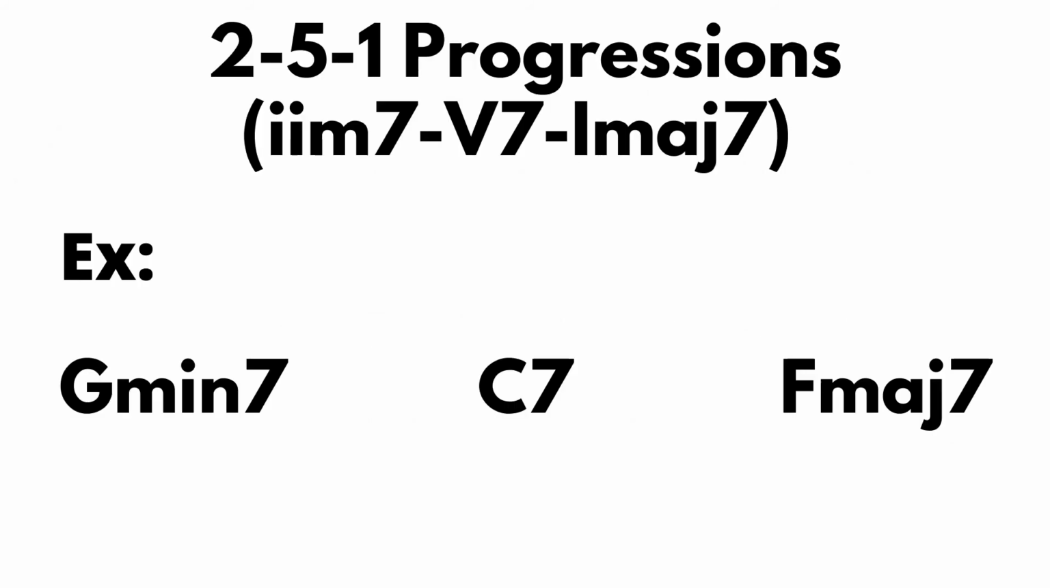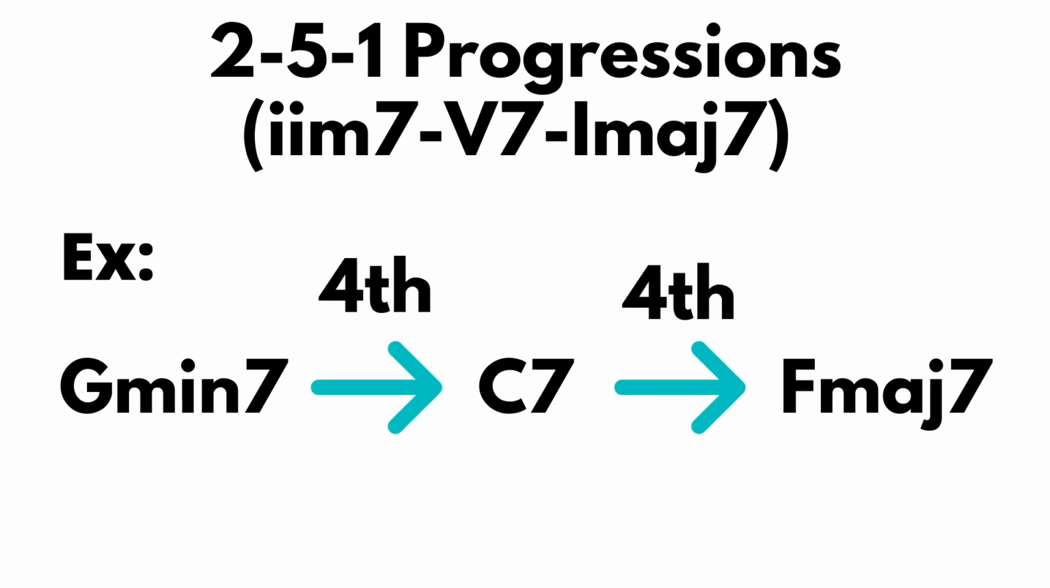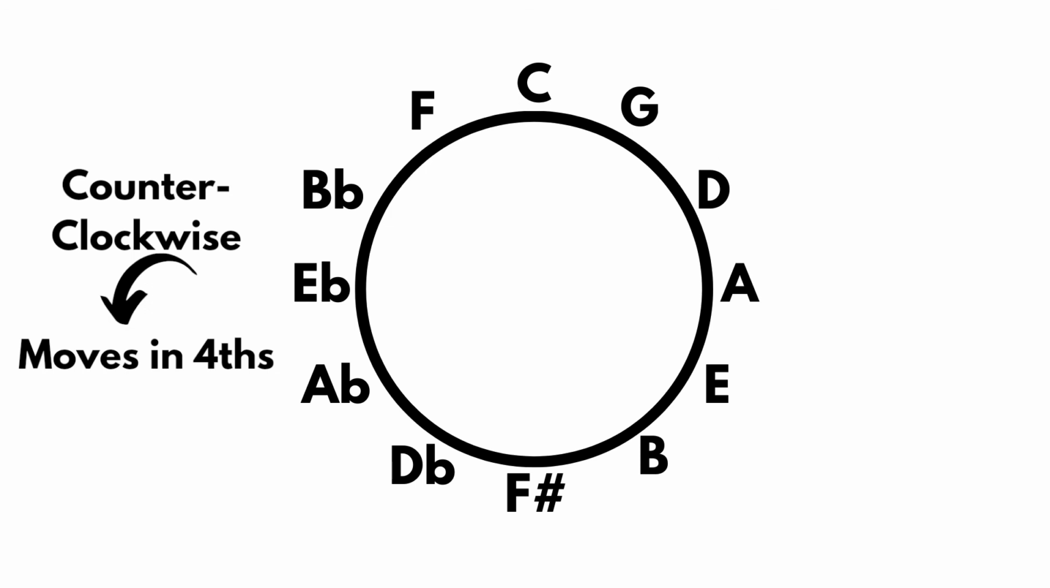In jazz, you will see a lot of these 2-5-1 progressions. And really, these 2-5-1 progressions are just movements in fourths. These chords are progressing in fourths. So if we remember the circle of fifths and go counterclockwise, it will make it a lot easier for us to remember how keys move in fourths.